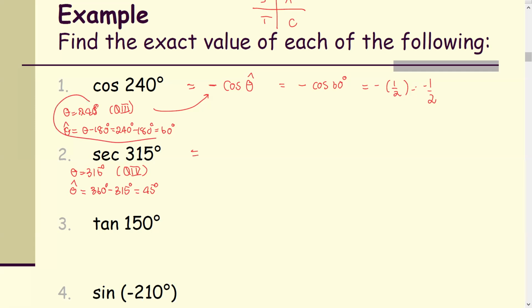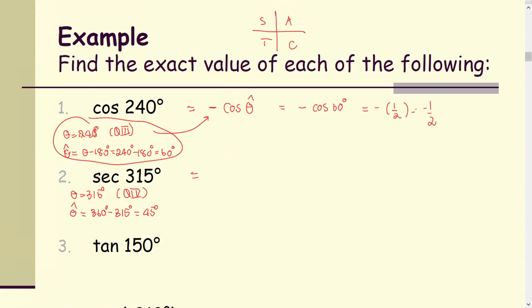Next, we're going to use the sign in quadrant 4 for the secant. From the diagram, All Students Take Calculus. In quadrant 4, the cosine and the secant are positive. So we're going to calculate the secant of the reference angle, which is 45 degrees. The secant of 45 degrees is 1 over cosine 45 degrees, which is 1 over square root 2 over 2, and that gives 2 over square root 2, which is the same as square root 2.